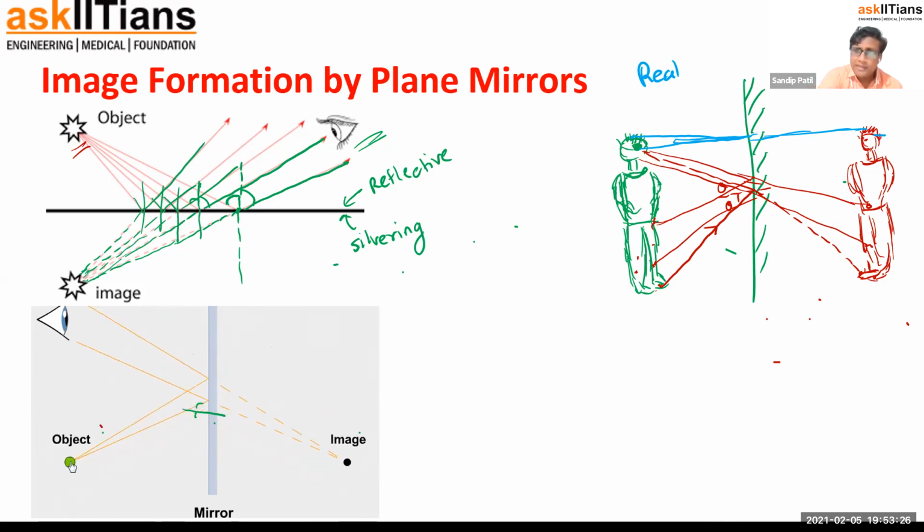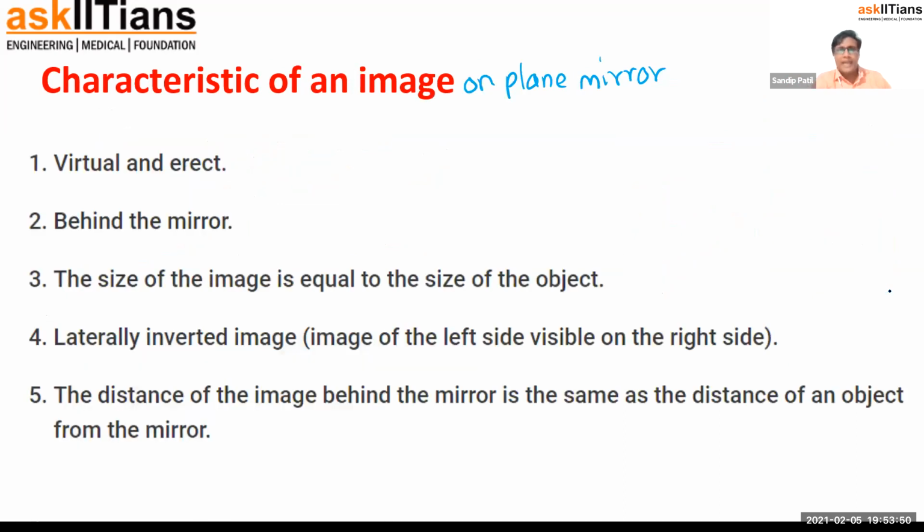Erect means what? Erect means simple. If you are standing upright on your legs, the image is also standing on legs. It never happens that you become inverted, right? So erect means same side, upright we can say, right? Okay. Then behind the mirror, obviously the image is going to go behind the mirror. You cannot touch your image there, right? Simple. Size of the image is equal to size of the object. So whatever height you have, your image will also have the same height. It is not going to change, right?